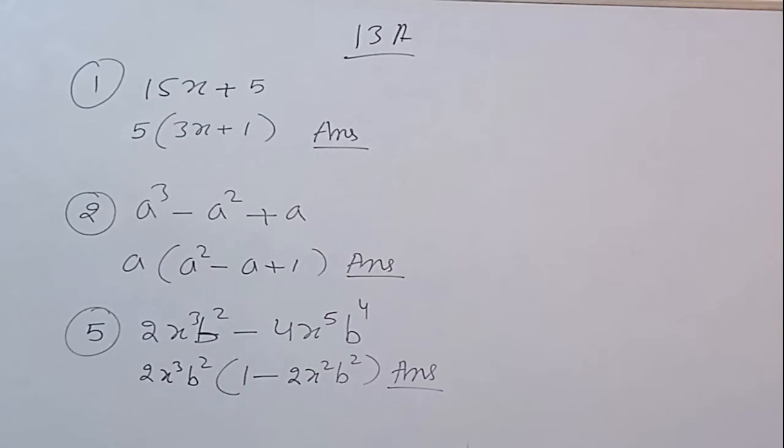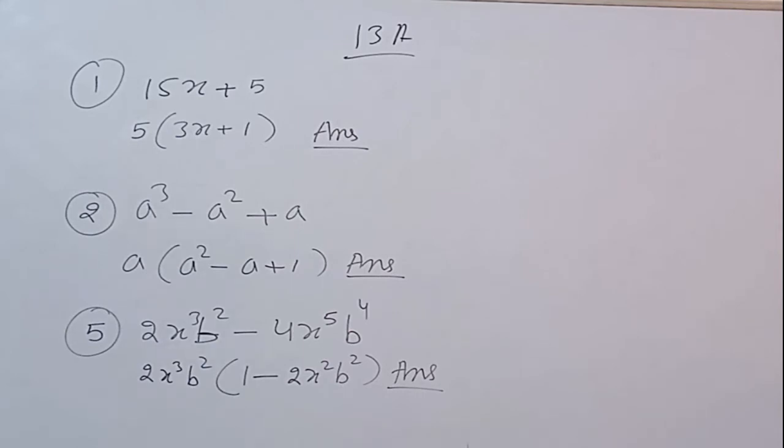Children, I am taking question number 1 of exercise 13a, in which we have to factorize 15x plus 5. By inspection we can find easily that 5 is the greatest monomial that can divide both terms. Taking 5 outside, we have inside the bracket 3x plus 1. In that manner you can factorize 15x plus 5.